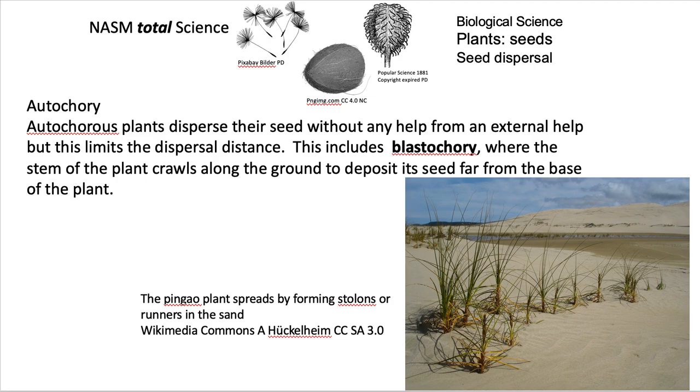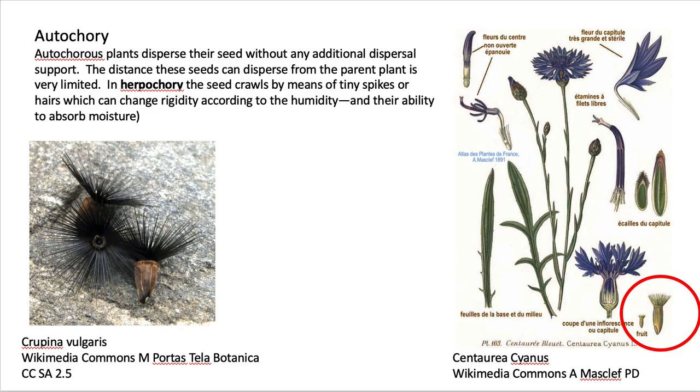But this will limit dispersal distance, and the stem of a plant can crawl along and deposit seeds far from the base of the parent plant, and you see it here on a beach area, a blastochore. And also with autochore, some of the seeds have spikes on them which dig in, and as the plant sort of moves, rotates round, and it crawls, and that's your herpochore.